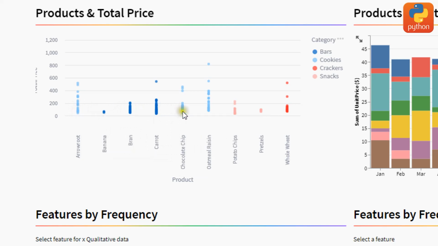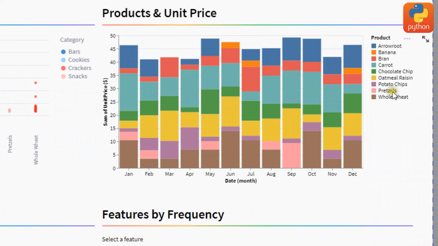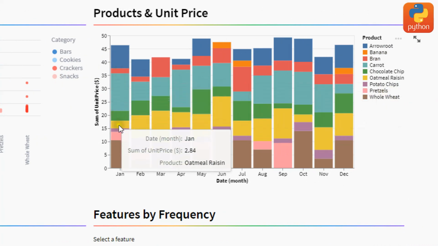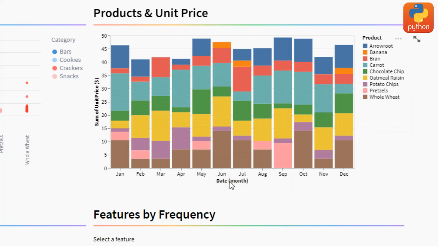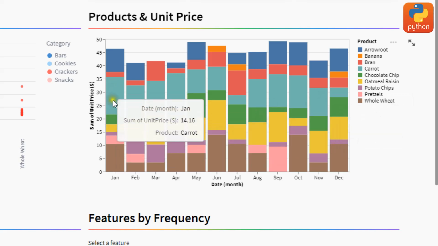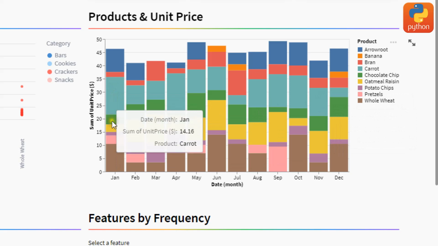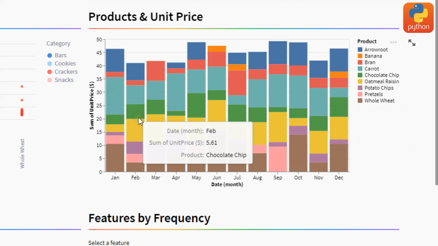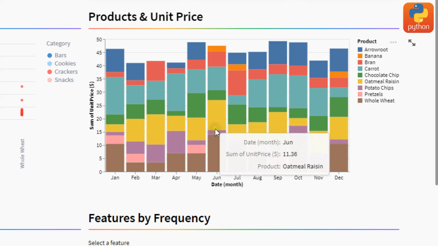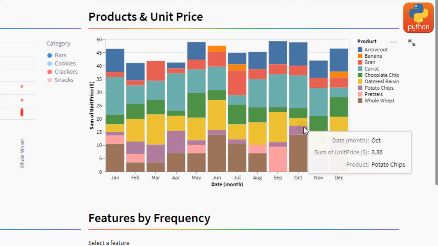Okay, so now you can see hapa ni just a bar graph also, ambayo inaonyesha date and month and sum of total price of a particular product. So you can see nikiposition cursor kwenye particular bar unaweza kuona data, date, sum of unit price and product, for example from January. Okay, and February and March, April, May, June. Unaweza kuona data zina change.